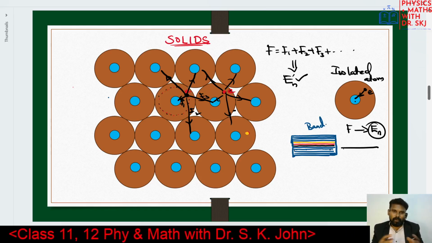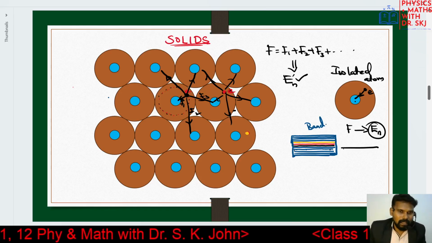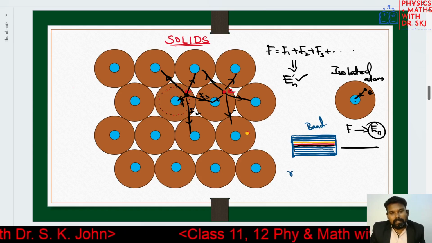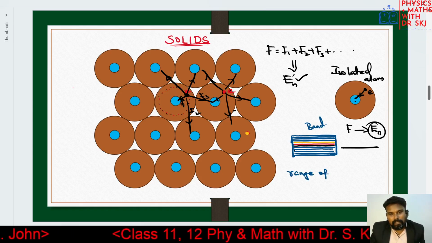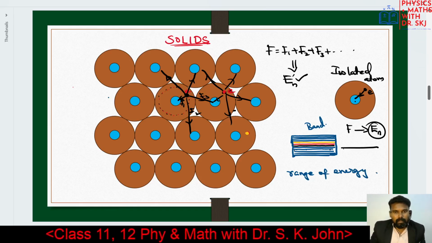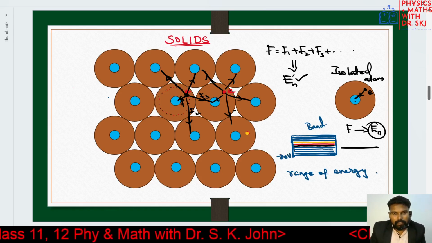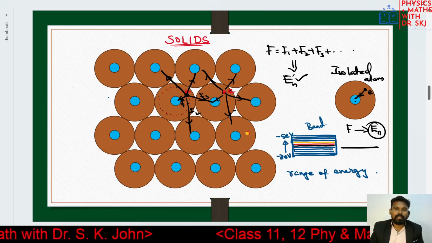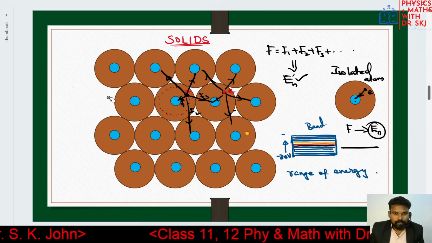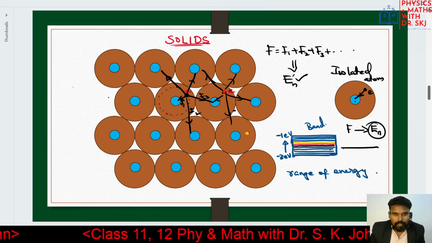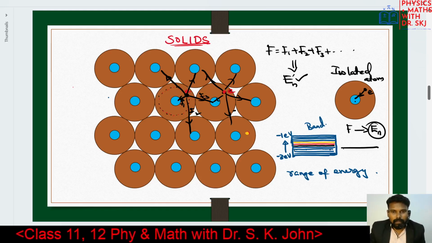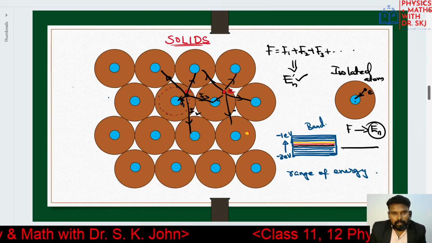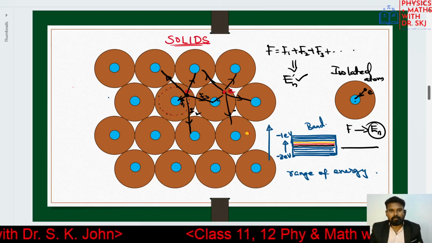So in solids, instead of considering individual energy levels, we have to consider the energy band. Band means a range of energy. For example, let this be minus 3 electron volt, and this minus 5 electron volt. So it's a range of energy from minus 5 to minus 3 electron volt. Or let it be minus 3 to minus 1 electron volt. Energy is increasing: minus 1 is greater than minus 3. As we go up, energy is increasing. It's an energy band diagram.